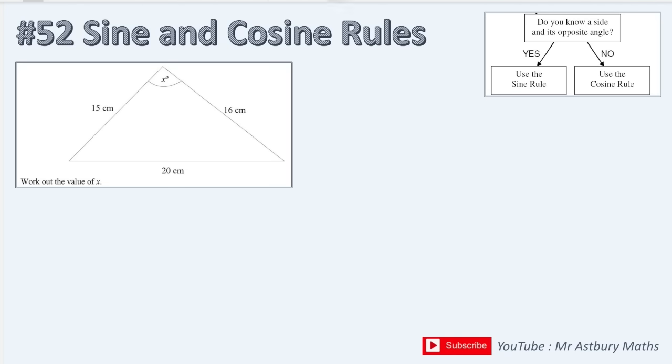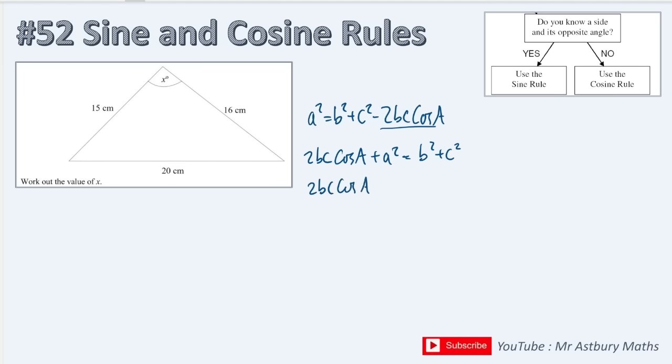Next question. I ask myself the question, do I know a side and its angle opposite? Well, I don't know any of the angles, so I definitely don't. So therefore, again, it's the cosine rule. Now this time, I need to rearrange it because I need to work out an angle. So again, I'm given this in my formula book at the front of my paper. And to rearrange it, I'm going to take this big block here and move it to the other side to get a positive 2bc cosine capital A. And that's plus a squared is equal to b squared plus c squared. I'm then going to subtract the a squared to get b squared plus c squared minus a squared. And then I'm going to divide through by that 2bc. And that's going to give me an expression for cosine of the angle, which is going to make it much easier when I'm trying to work out the angle.